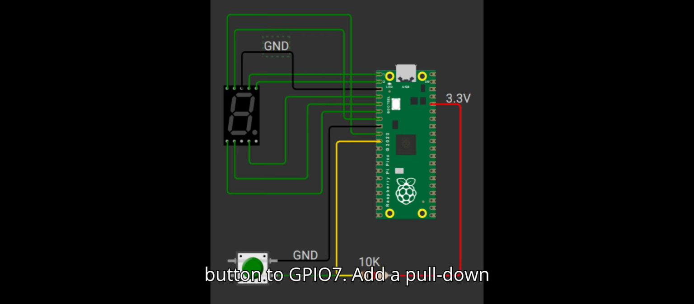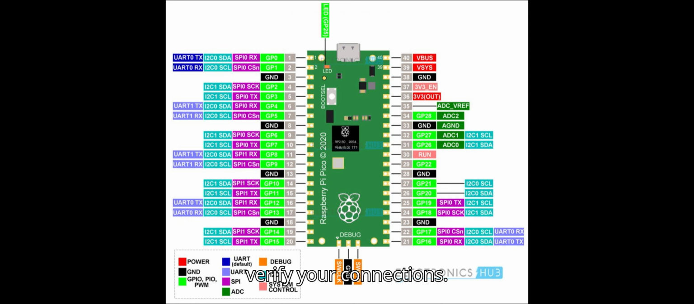Then wire the push button to GPIO 7. Add a pull-down resistor if your button module doesn't already include one. Check the pinout diagrams on screen to verify your connections.